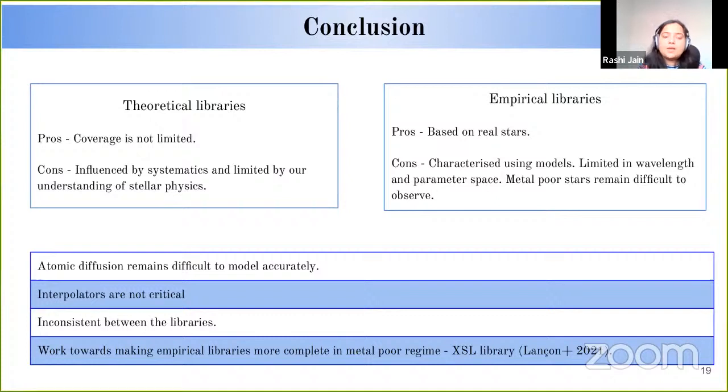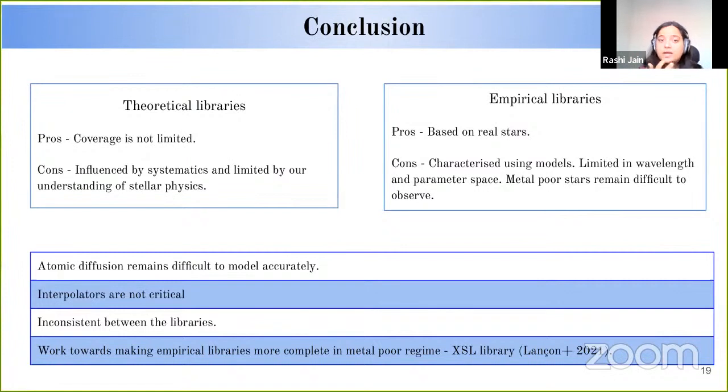For example, theoretical libraries, the coverage is not limited. We can produce the stars in the parameter space for any temperature or metallicity that we want, but they are influenced by the systematics and are limited by our own understanding of stellar evolution and also our computational capabilities. Whereas empirical libraries are based on real stars. So they have real stars, and we can trust the physics.